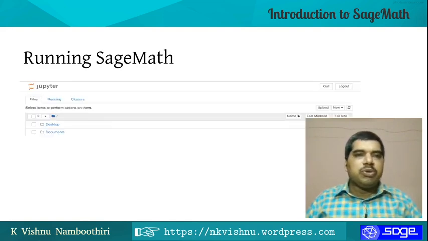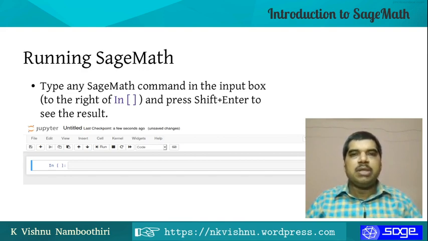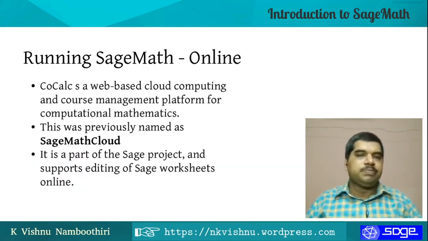Now the SageMath window after opening in the browser looks like this. Initially, you will see Jupyter appearing on the top and all the directories in the operating system just below that. To run SageMath commands, you have to create a new SageMath worksheet, which I will explain how to do. Then in the input box available, we type the command and press Shift Enter. That means hold the Shift key and then press the Enter key. Whatever SageMath command you are typing there will be automatically executed and the result will be shown.